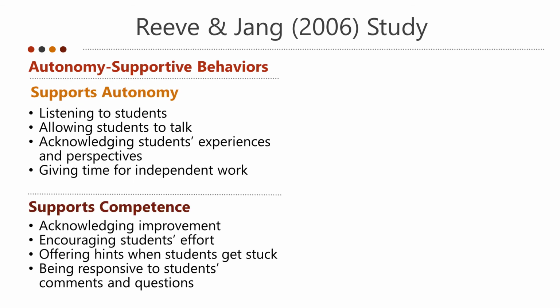and these things, which seem to me to be more related to supporting their competence, like acknowledging improvement, encouraging students' effort, offering hints when students get stuck, being responsive to students' comments and questions. As you can see, these autonomy supportive behaviors support students' needs for autonomy, but some of them also support students' needs for competence and even relatedness.